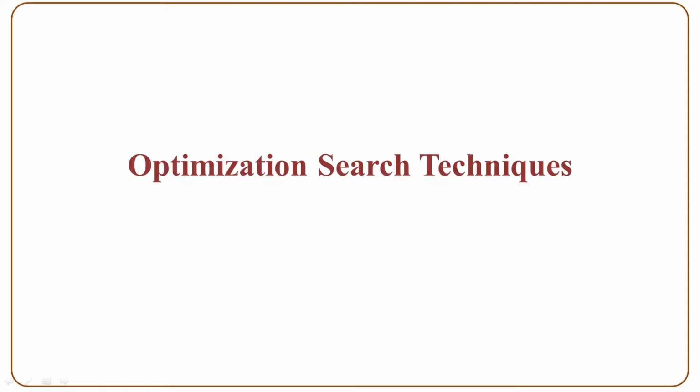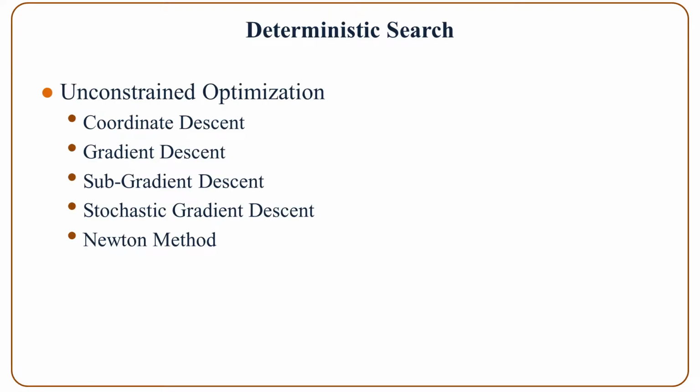In this video, we talked about optimization search techniques. They are coordinate descent, gradient descent, subgradient descent, stochastic gradient descent, and Newton-Raphson method.